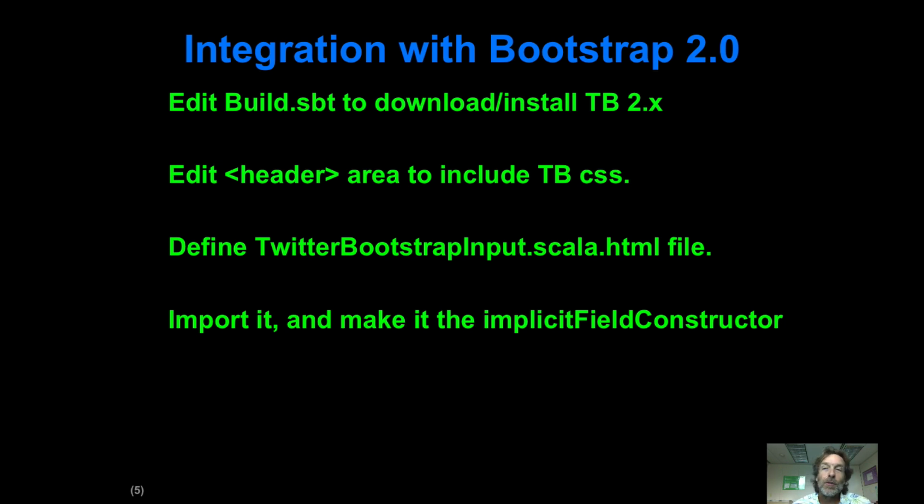For integrating with Bootstrap 2.0, it's very simple once you understand what to do. Basically, you're going to edit your build.sbt file in order to retrieve whatever version of Twitter Bootstrap you want. We're going to use this utility called WebJars, which makes it real simple. There's other ways to do it. You could download Twitter Bootstrap and put it into the CSS subdirectory yourself, but I like this because it makes it simpler to update versions of Bootstrap, and also it's a general paradigm for downloading and installing any kind of thing that you want.